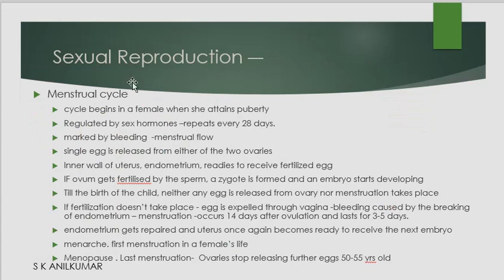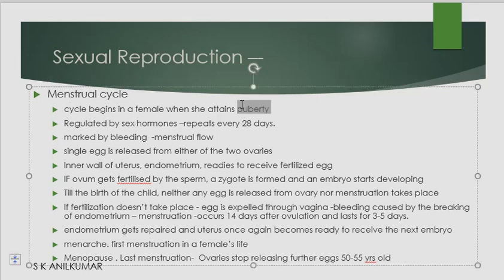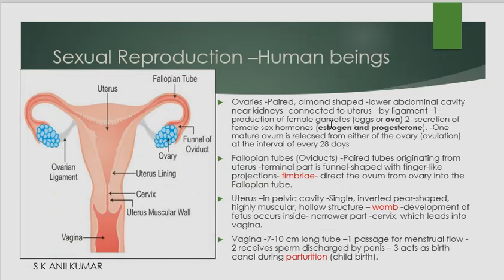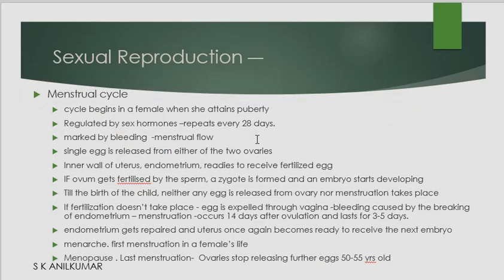Now, in sexual reproduction, one of the important phases is the menstrual cycle. The cycle begins in a female when she attains puberty, that is adolescence. When the menstrual cycle should happen is regulated by the sex hormones. Sex hormones are produced as estrogen and progesterone in the ovaries. It repeats every 28 days. That is why it is called a cycle.